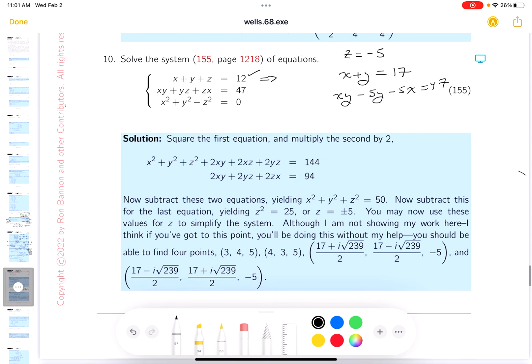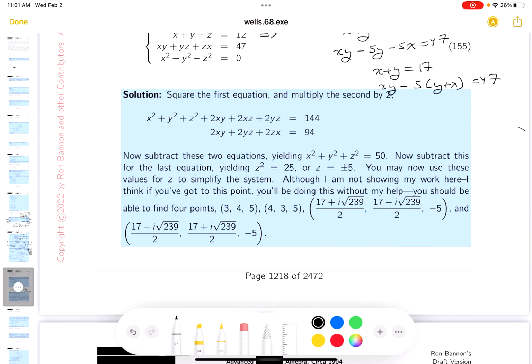Well, it looks like deja vu all over again, right? Let's put this down now. It's tough, but I can write this down. X plus y is 17. And the second equation is xy minus 5y minus 5x equals 47.